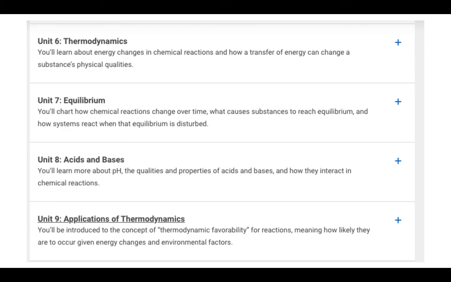And then also the electrochem doesn't look like it's going to be on the AP test either. So it looks like we're in pretty good shape as far as being prepared for the AP test. We just need to get the KSP stuff figured out and get our equilibrium figured out. And then we are probably going to start reviewing at this point.